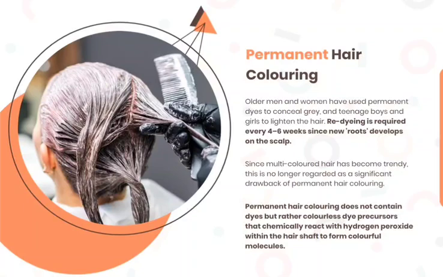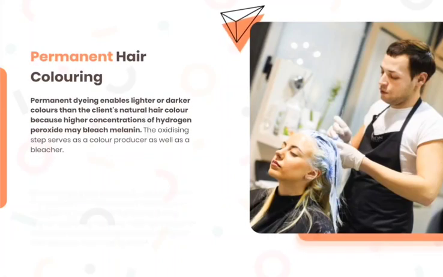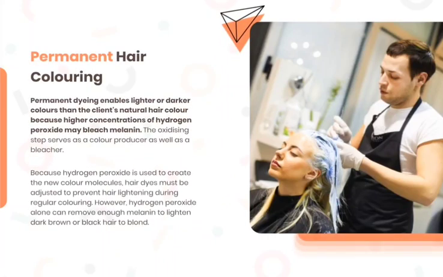Permanent hair coloring does not contain dyes, but rather colorless dye precursors that chemically react with hydrogen peroxide within the hair shaft to form colorful molecules. Permanent dyeing enables lighter or darker colors than the client's natural hair color, because higher concentrations of hydrogen peroxide may bleach melanin. The oxidizing step serves as a color producer as well as a bleacher.